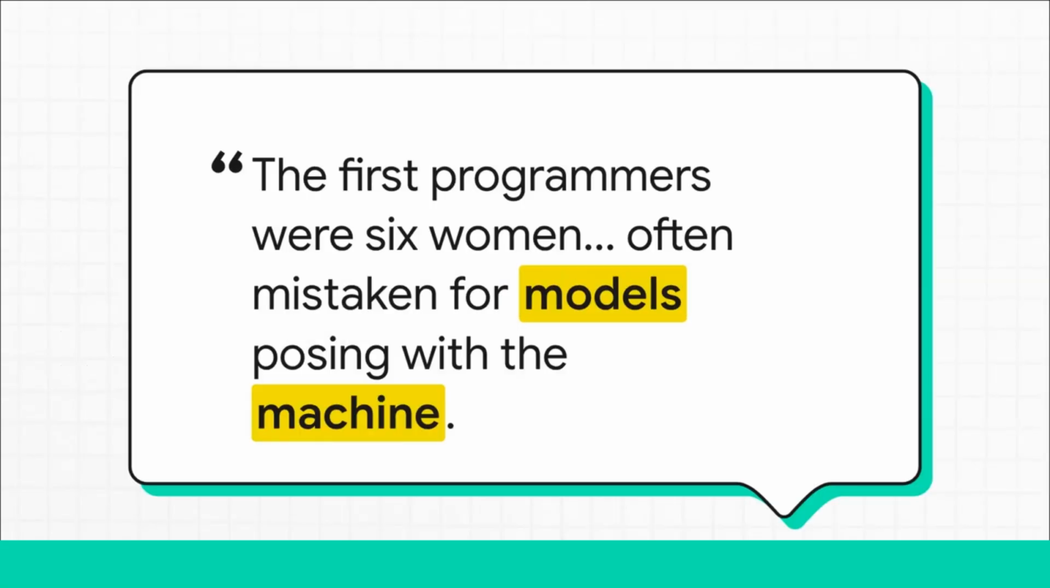But who was actually operating this beast? Well, the very first programmers were 6 brilliant women. But their work was so unappreciated at the time that when the first photos of ENIAC were released, they were literally mistaken for models, just pretty faces posing with the machine. Their absolutely crucial role was basically ignored for decades.